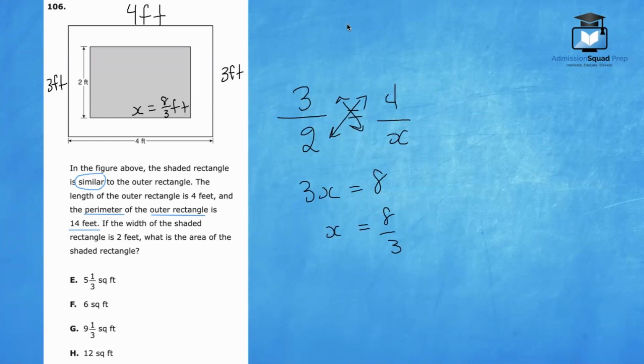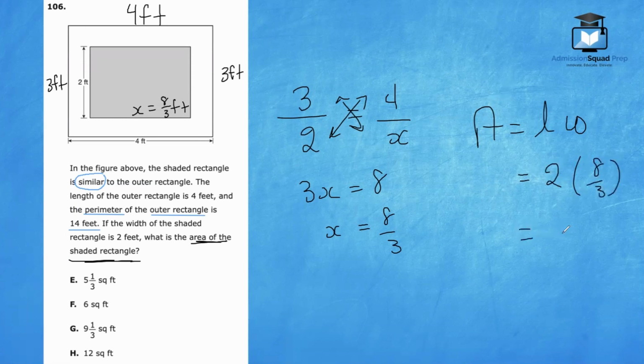The question also asks us to find the area of the shaded rectangle. Since the area of a rectangle is length times width, we will multiply 2 times 8/3. When we do so, we get 16 over 3, which is equal to 5 1/3 feet squared. So the correct answer is choice E.